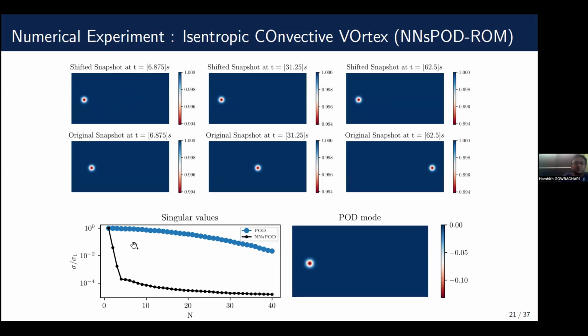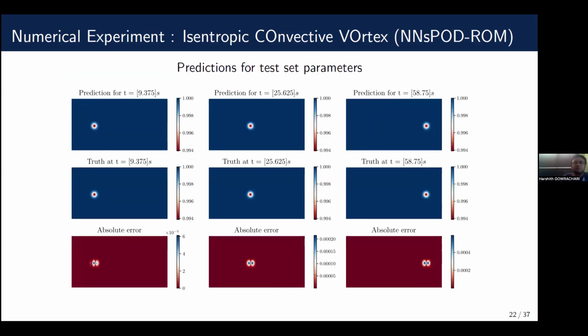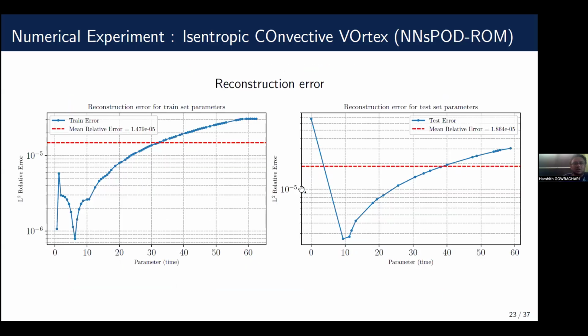And I'm also comparing the singular value decay. And here for reconstruction, I'm only using one POD mode. And this is the predictions for the test set parameters. Again, I'm just showing 3 time instances. And this is my reconstruction error, where the mean relative error is 1.8 times 10 to the power minus 5. So I think it's good enough.